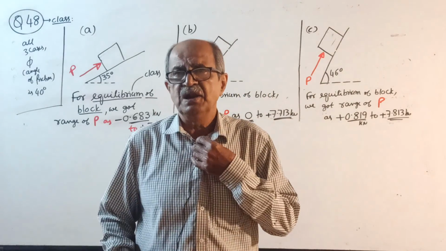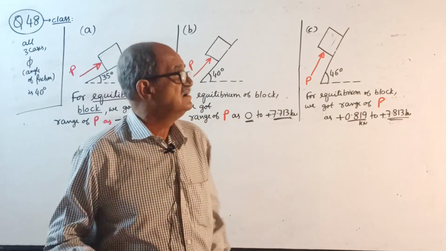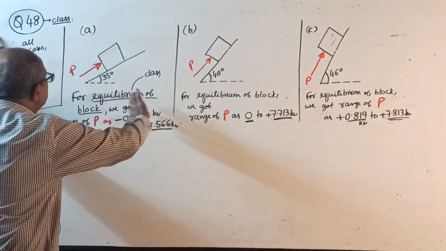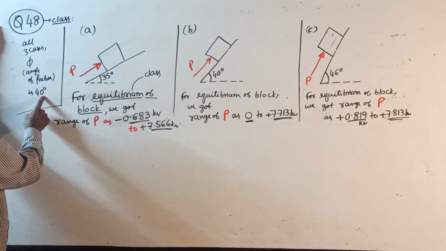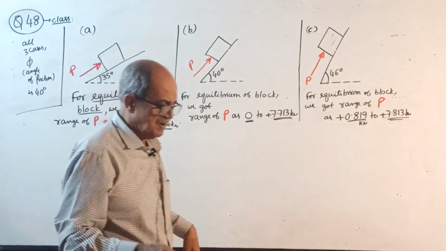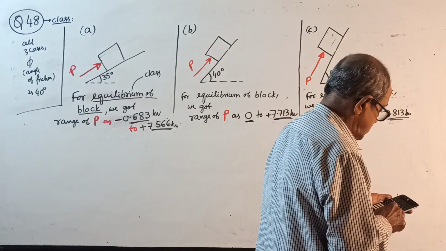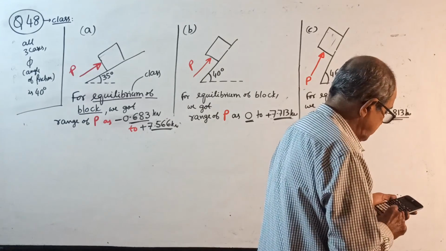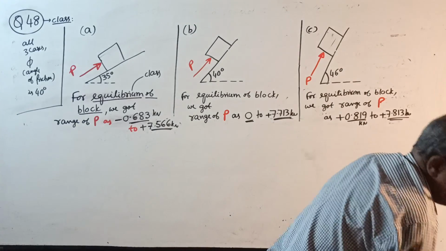Now, I will conclude by telling the logic. Correctly understand, this is 35 degrees. For all the three cases, the angle of friction is 40 degrees. Tan 40 is your mu. That is how much? 0.8 something. Who will remember values? Tan 40 is 0.8391. That is not required for us now.